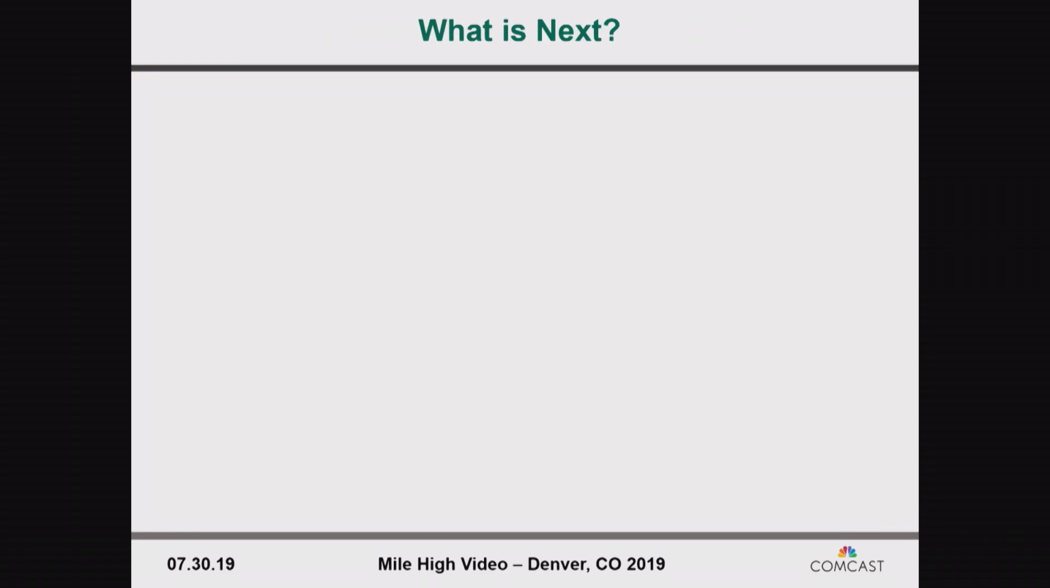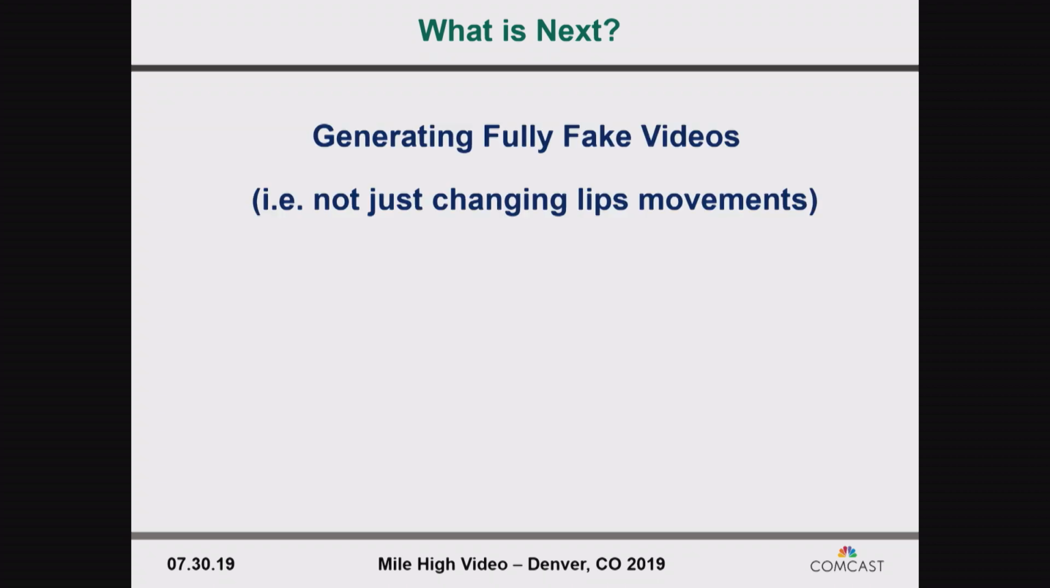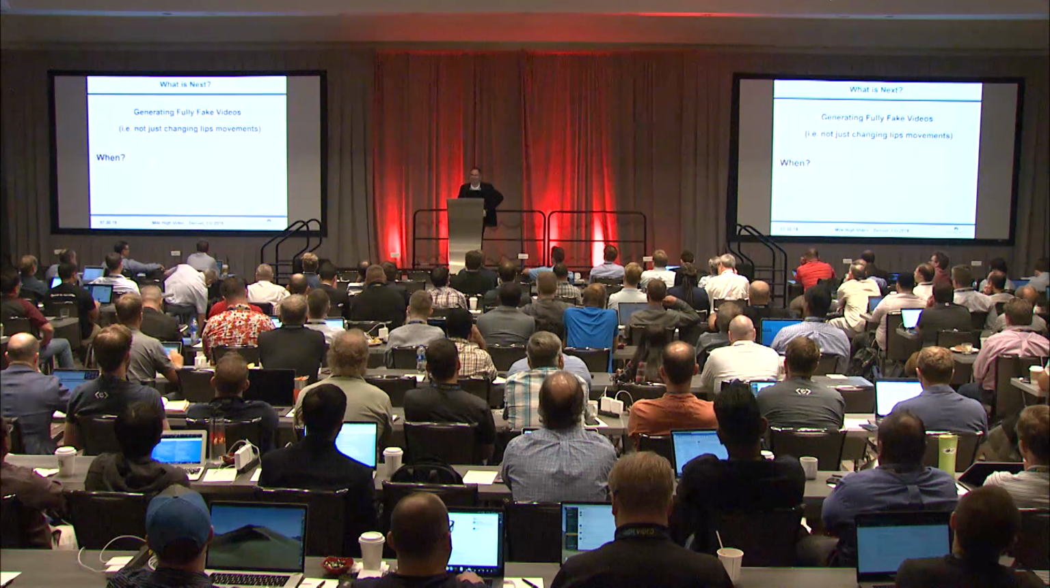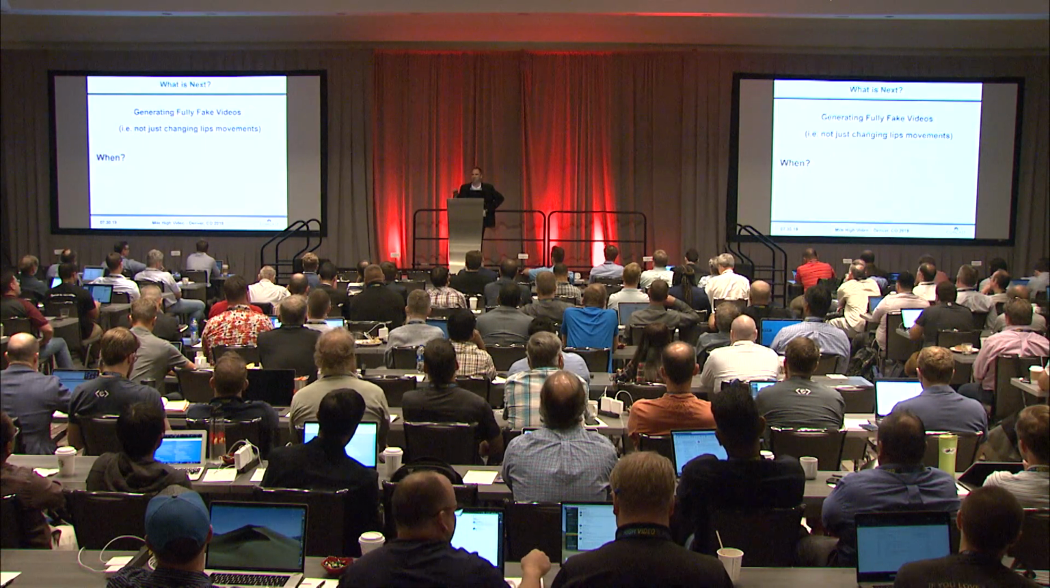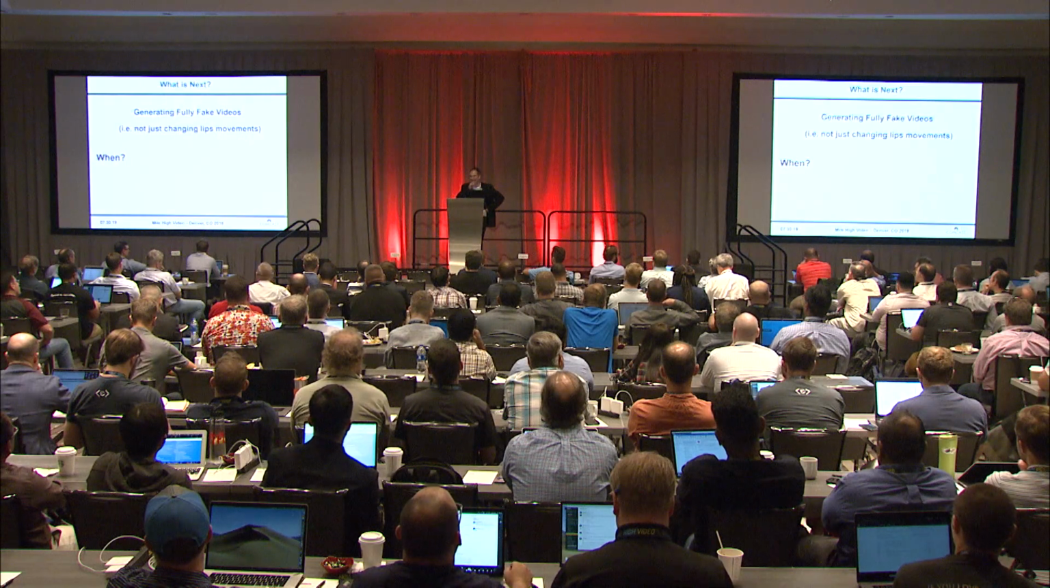Now, what is next, in your opinion? As I said, we can generate fully fake videos and not just changing lip movements. And when, in your opinion, can it happen? Any ideas? How many years from now? It started to happen like today. You have really just trials of short videos predicting the next frames. I would not say that it's really happening, but it's starting to happen. I would say in 2-3 years from now, we will have already real video sequences.